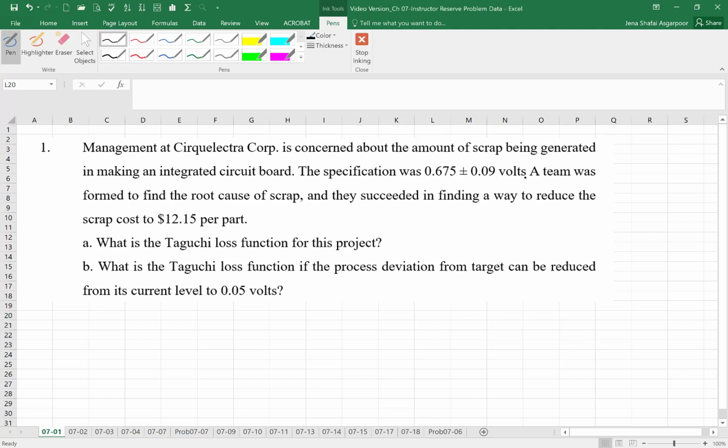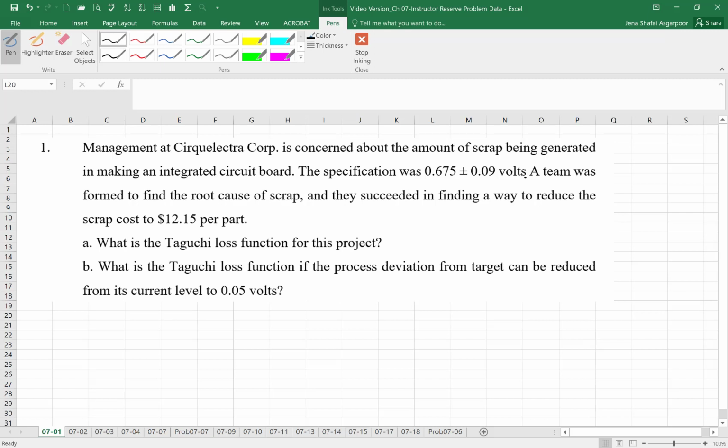This is review problem 1 from chapter 7. It's a Taguchi loss function calculation. Management at Circulectra Corporation is concerned about the amount of scrap being generated in making an integrated circuit board. The specification was 0.675 plus or minus 0.09 volts.